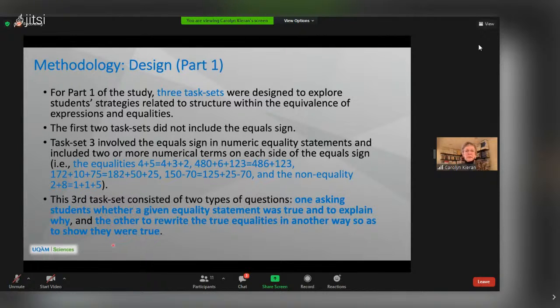This 3rd task set consisted of 2 types of questions. One asking students whether a given equality statement was true and to explain why, and the other to rewrite the true equalities in another way so as to show they were true.